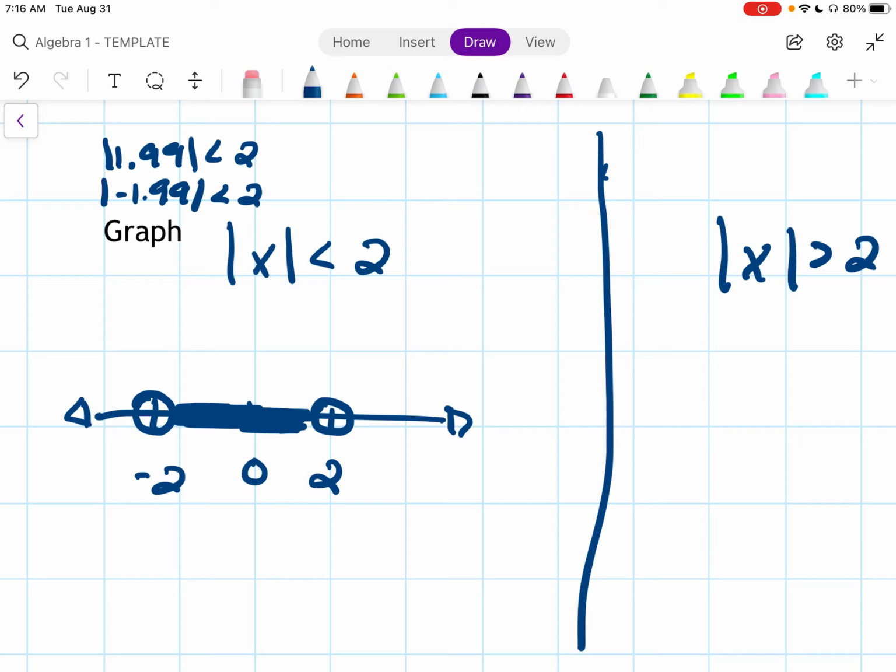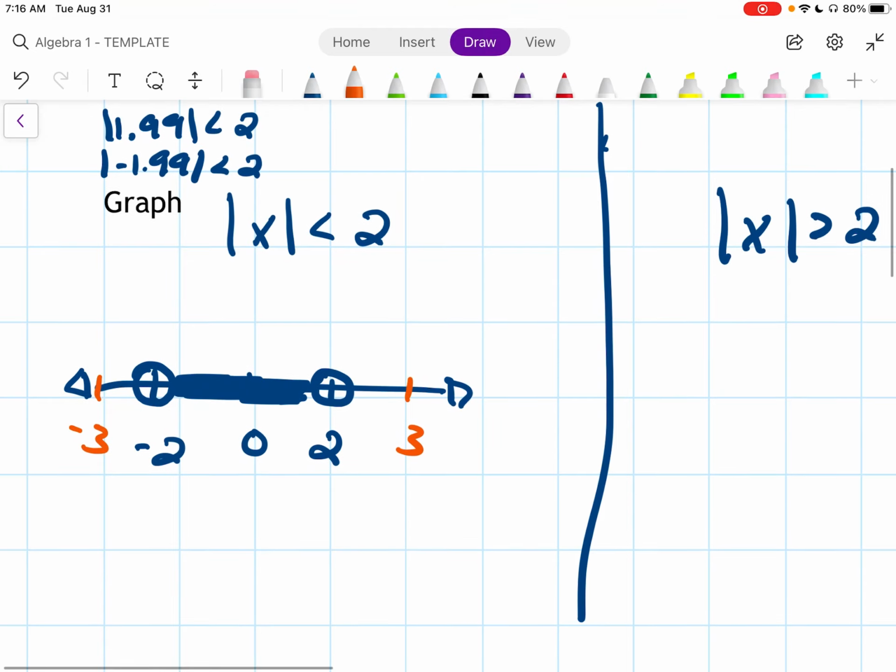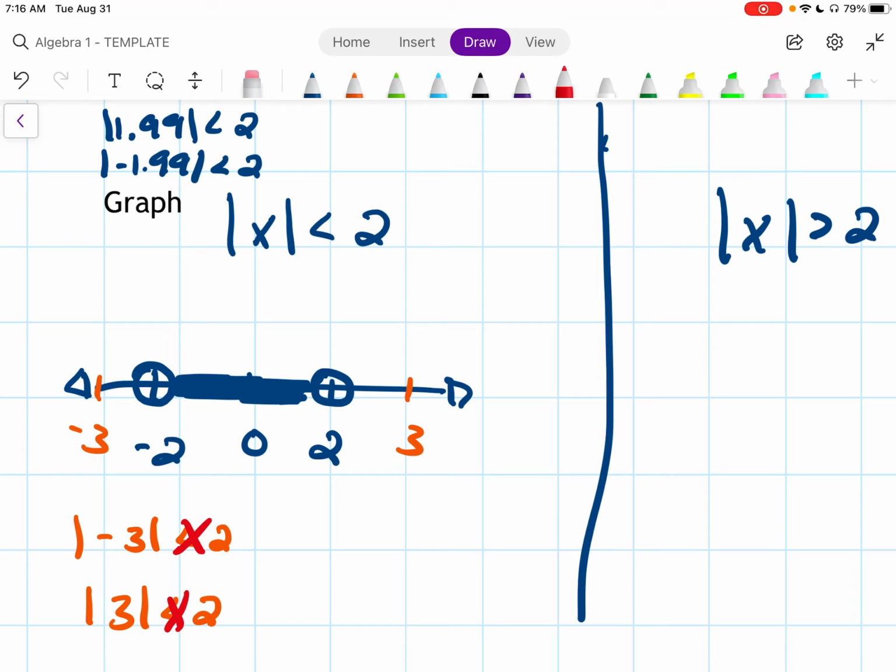Now I want to check something outside of it, like 3, and we'll check negative 3 also. If I plug that in, absolute value of negative 3, that's a 3. Is 3 less than 2? Well, no, that's not true. Similarly, the absolute value of 3 is not less than 2 either. Right? So it's that middle piece there.